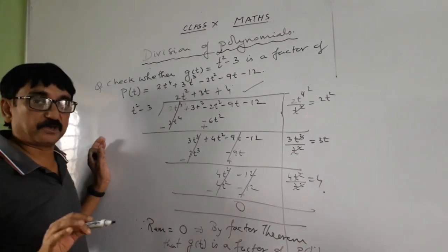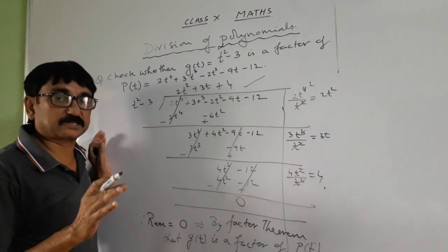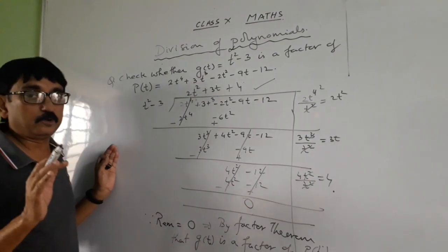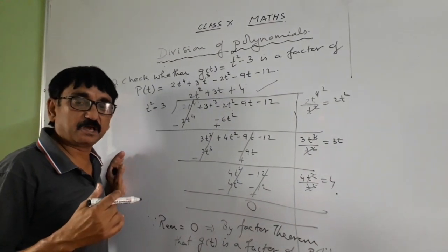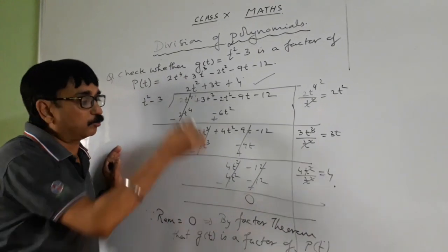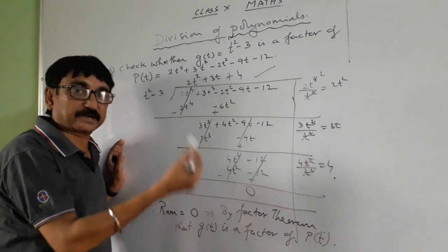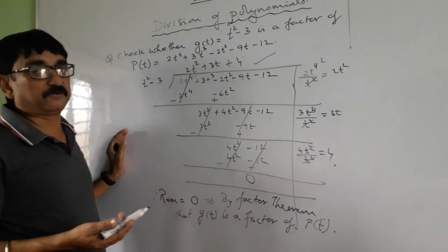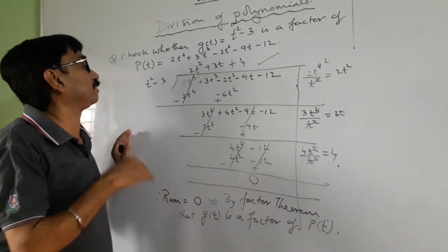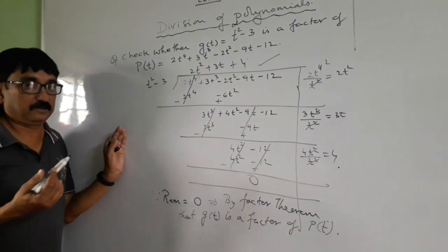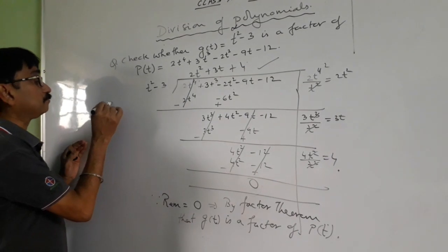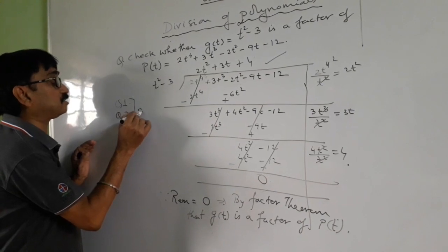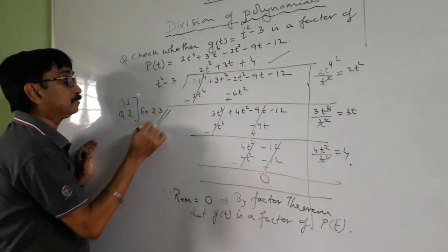So in the same way, you can solve exercise 2.3, question number 1 and question number 2. There are three questions each. I already explained how to solve it, how to divide it, how to get the factor. If the remainder comes 0, the divisor will be a factor of the dividend. If the remainder is not equal to 0, then the divisor will not be a factor. So NCERT textbook exercise 2.3, question number 1 and question number 2, try to solve them.